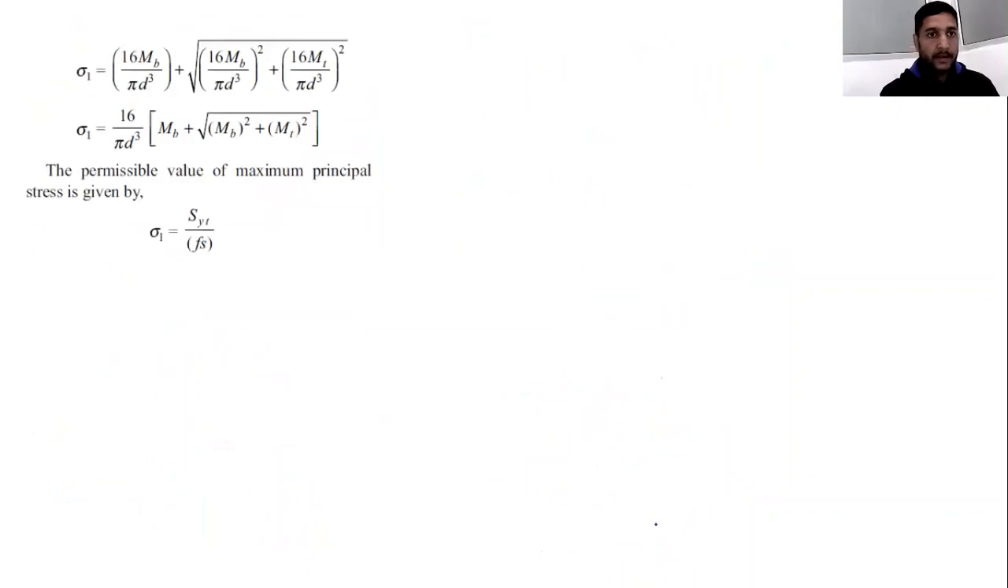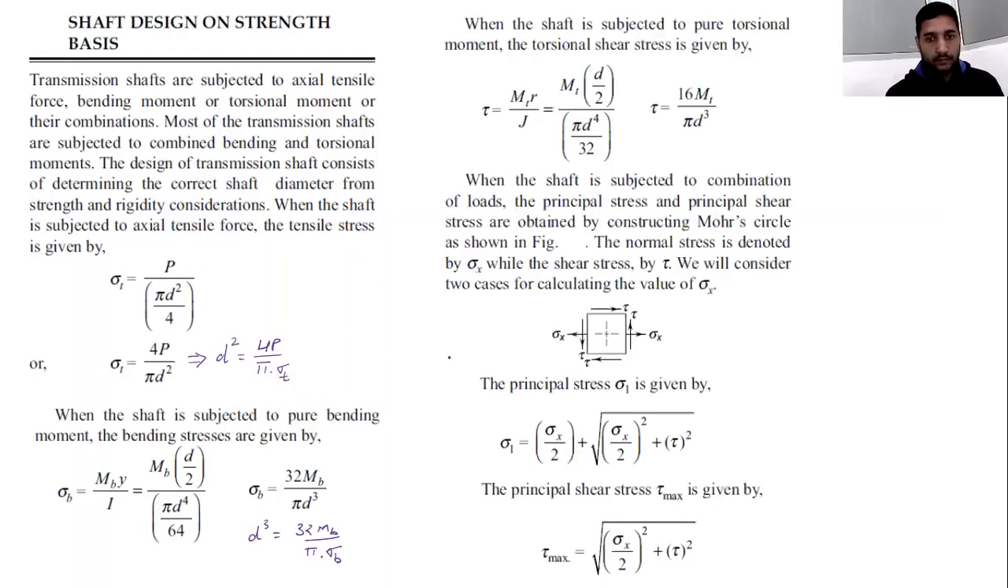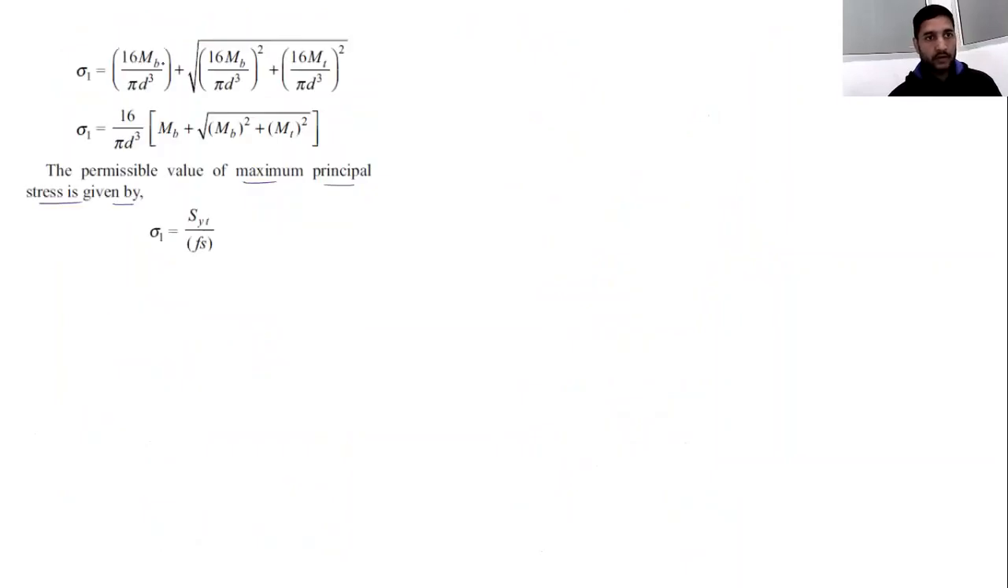Now, when we apply the maximum principal stress theory and the maximum principal shear stress theory, we get the value of sigma 1, that is the maximum principal stress. So what we are doing in the previous formula, that is, we will take sigma x as 32 MB upon pi d cube, and tau we will take as 16 MT upon pi d cube. After putting all these values in this equation, we are getting sigma 1 as this particular value. So this is the formula which we are getting now.